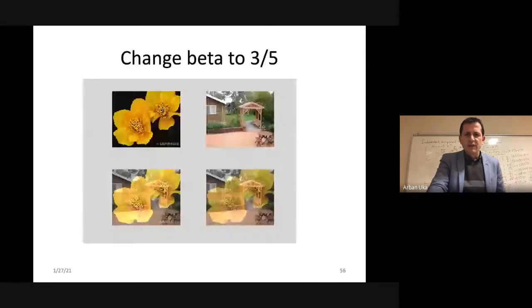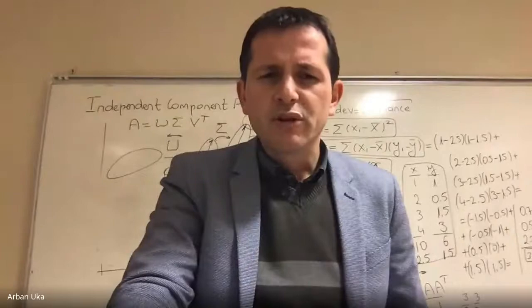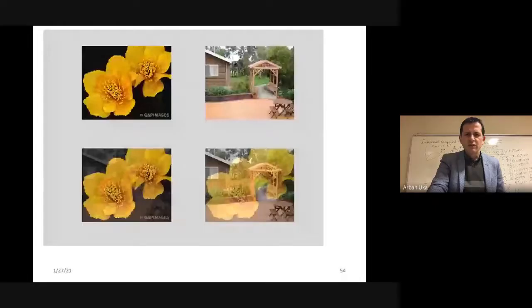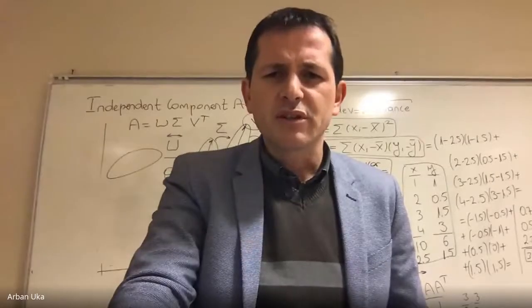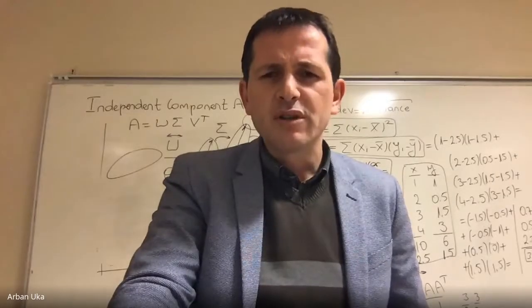Now, if we change the beta, we see that the mixture is different from what we see here. The bottom left side image has a lot of flowers. Here there is less flower and more garden, because we have changed the beta function. The top ones are the original images.